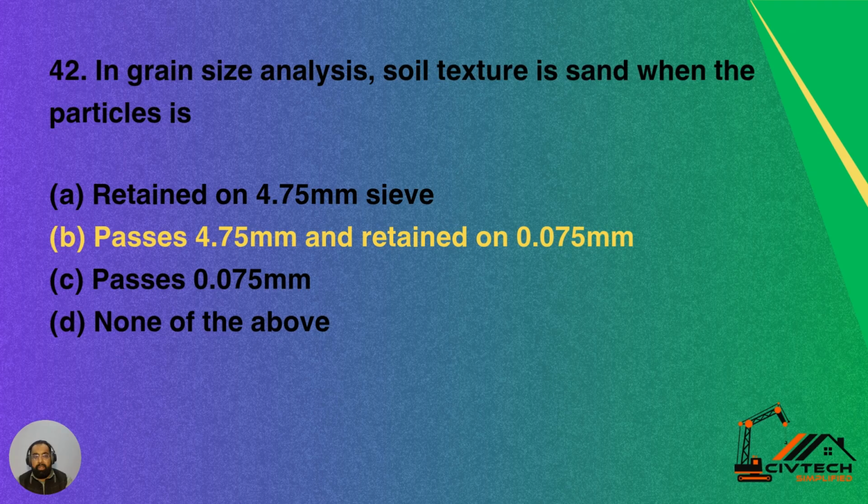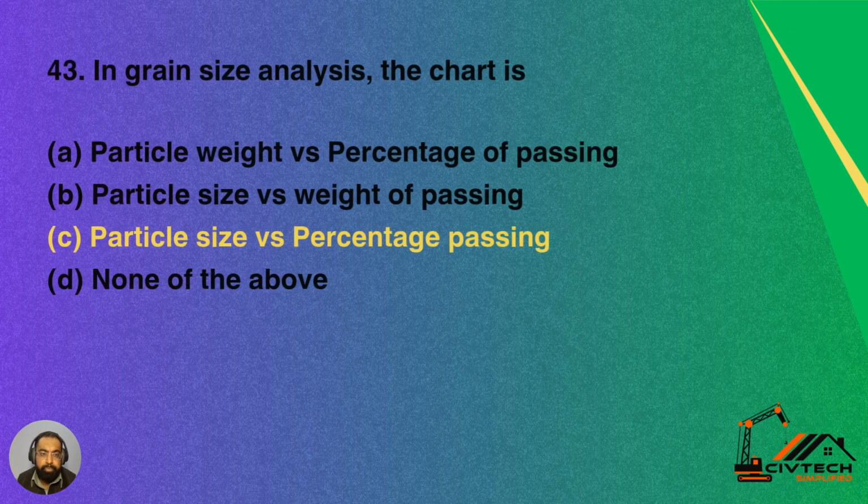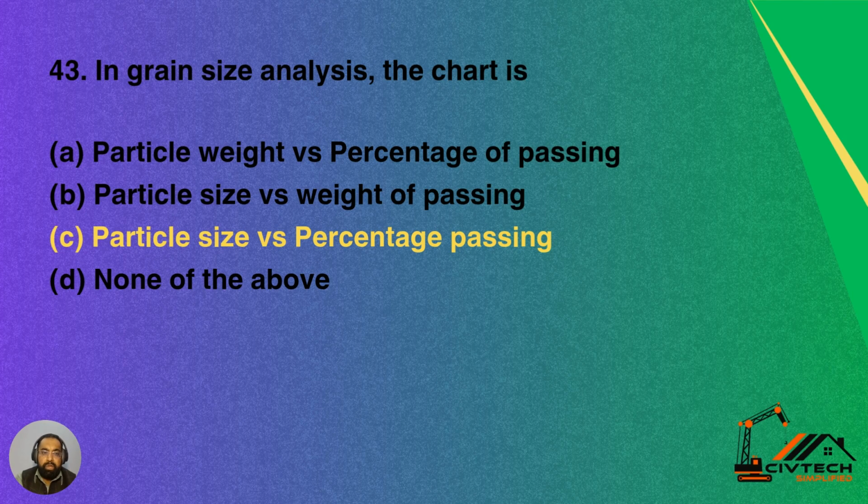Question 42. In grain size analysis, soil texture is sand when the particles are: Option A, retained on 4.75 mm sieve. Option B, pass 4.75 mm and are retained on 0.075 mm. Option C, pass 0.075 mm. Option D, none of the above. So B is the correct answer. It passes 4.75 mm and is retained on 0.075 mm.